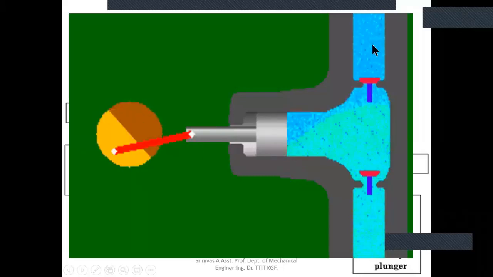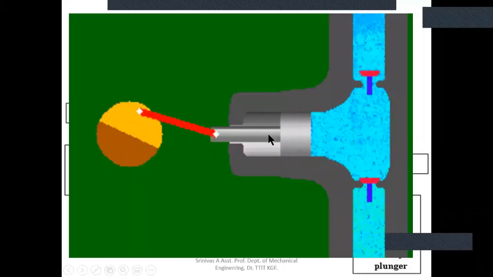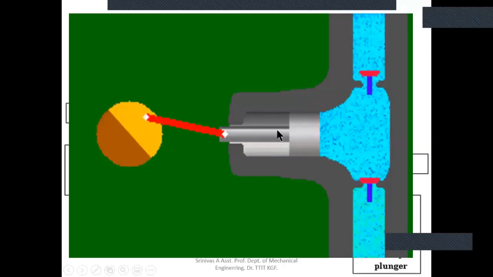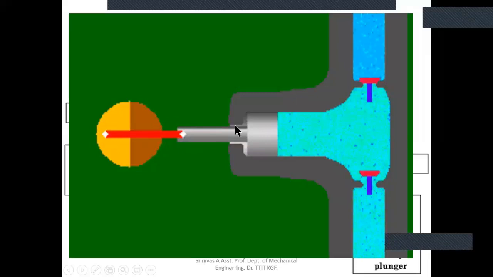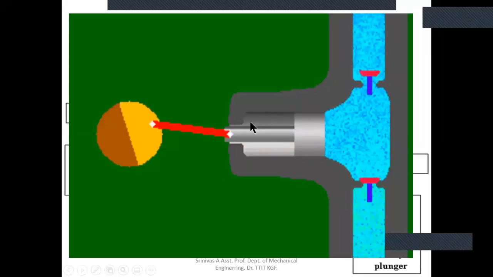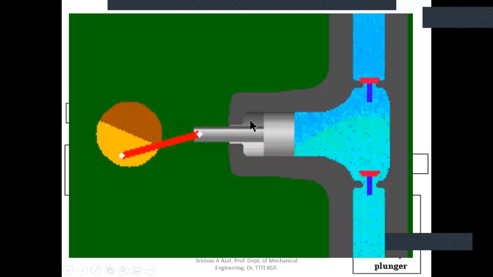be discharged like this. With continuous to-and-fro motions, the water will be sucked and it will be delivered. This is how the reciprocating motion takes place, and here, by using the piston arrangement, water will be pumped or water will be discharged.